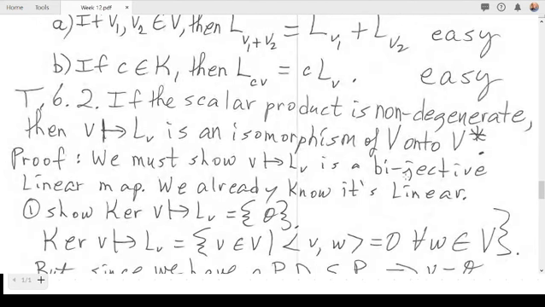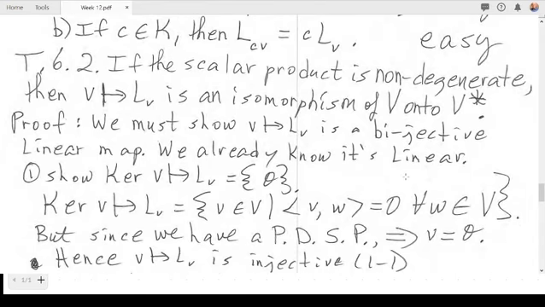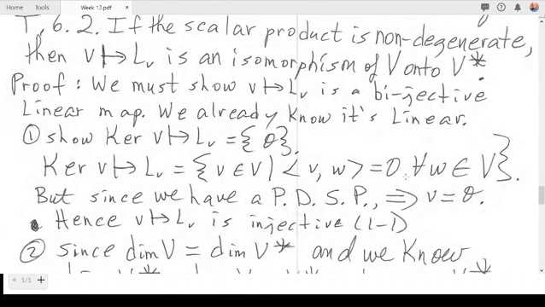Theorem 6.2. If the scalar product is non-degenerate, very important, non-degenerate, then the mapping that takes v to L sub v is an isomorphism of V onto V star. Proof. We must show that this is a bijective linear map. We've already noted that it's a linear mapping. To show that it's one-to-one, we have to show that the kernel is trivial.